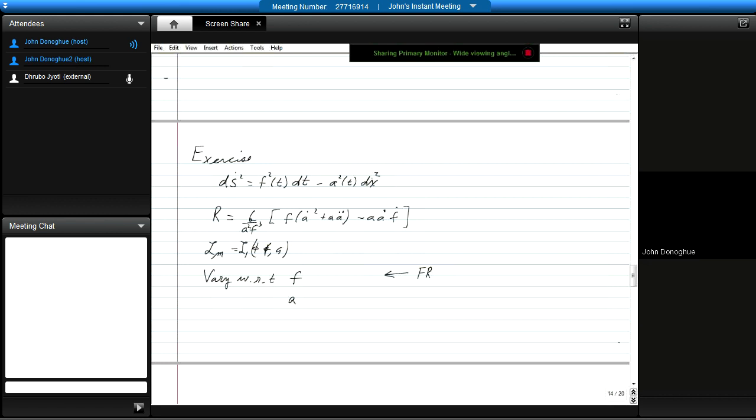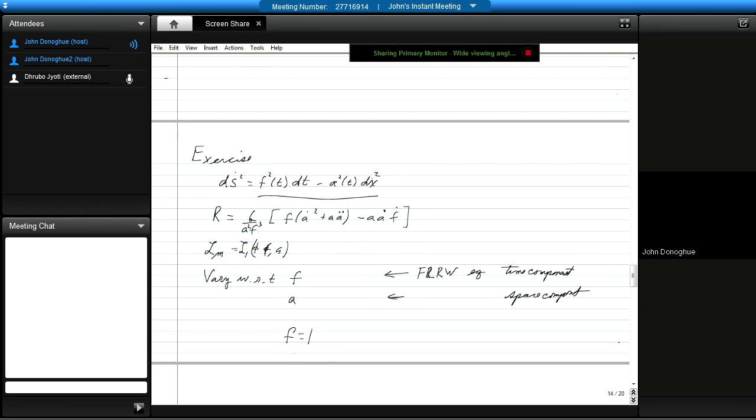If you do this, this is the Friedmann-Robertson-Walker equation. Friedmann-Lemaitre, Robertson-Walker. And this is the time component. This is the space component. So this is the equations of motion for cosmology. You get it by assuming this form, varying the functions.